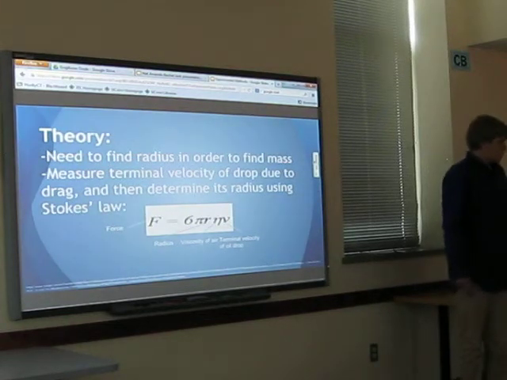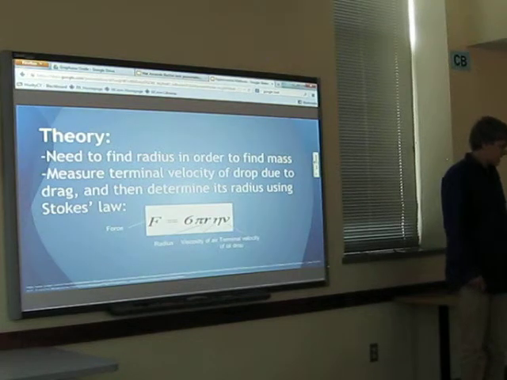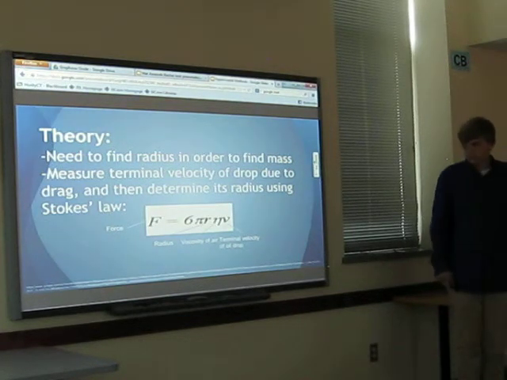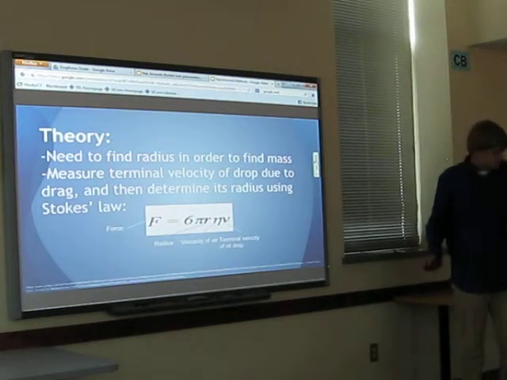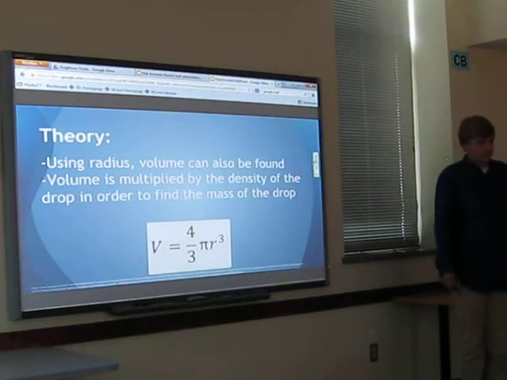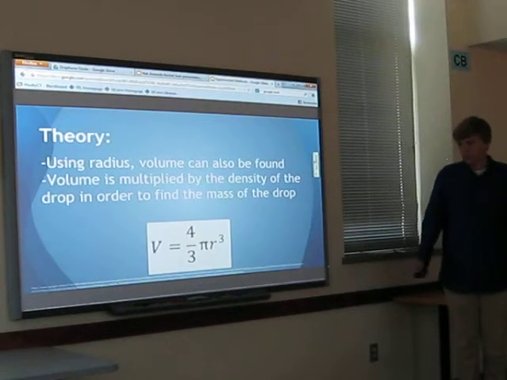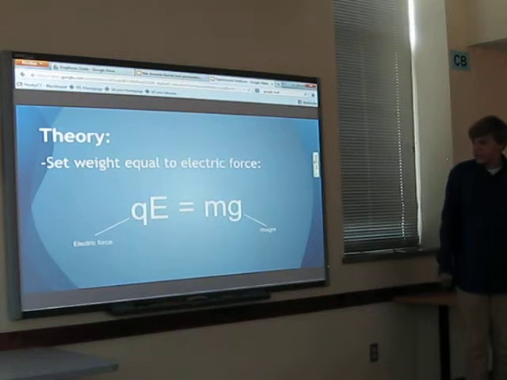So in order to find the force of gravity, you first need to find the mass. And the way we do that is by first finding the radius using Stokes' law, and then using Stokes' law for the force of drag. After you find the radius, you can find the volume, and then multiply the volume by the density of the oil drop, which is known. Then you can set the weight equal to the electric force.